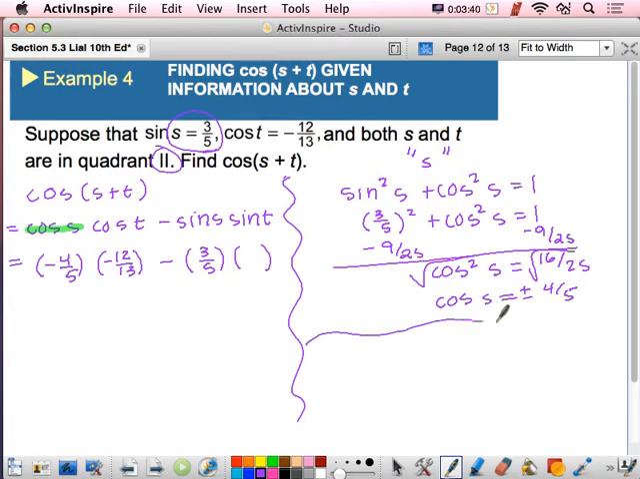I do want to remind you that you don't have to use identities right here if I want. I could, instead of using identities again, I could just draw a triangle. I could go to quadrant 2, and I could draw a triangle for angle T. And we know, what do we know about T? We know that cosine is negative 12/13, which is x over r.